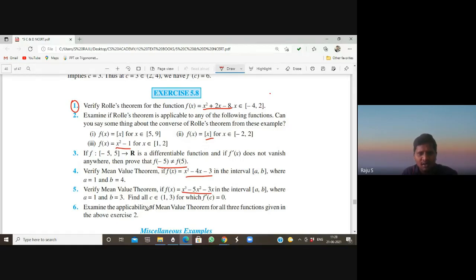And the last exercise is to examine the applicability of the mean value theorem. Here they did not mention Rolle's, so it is clearly Lagrange's mean value theorem, or simply we can say the mean value theorem. If they particularly mention Rolle's, then we can check the conditions of Rolle's. That's all.